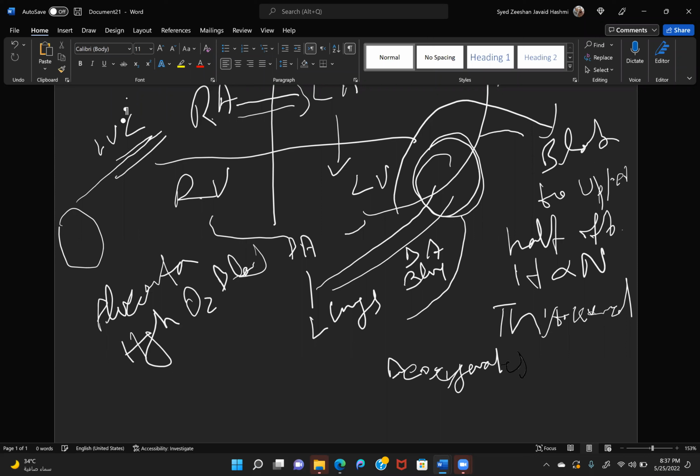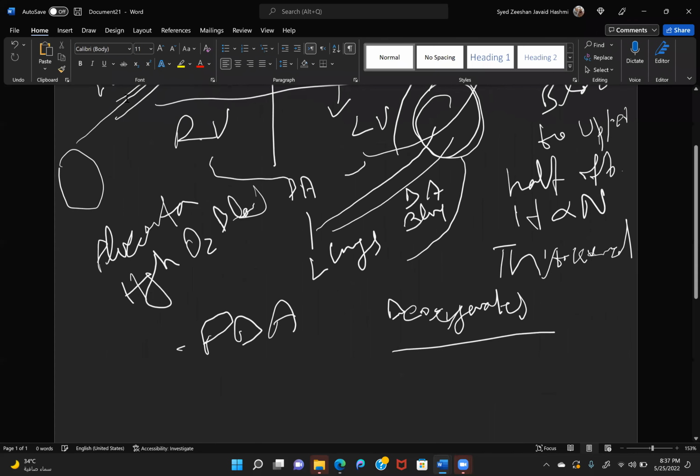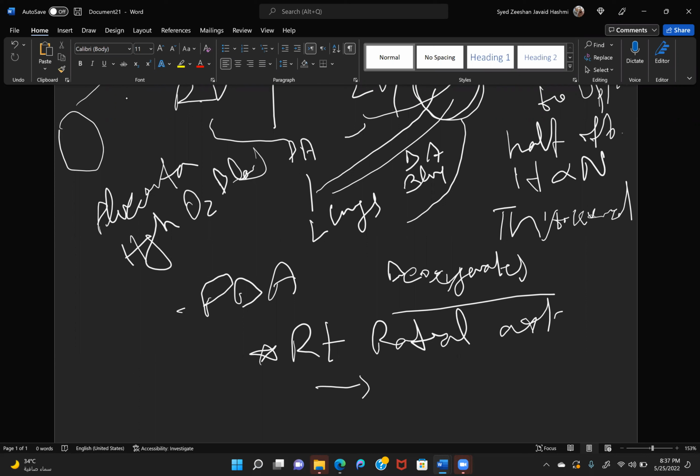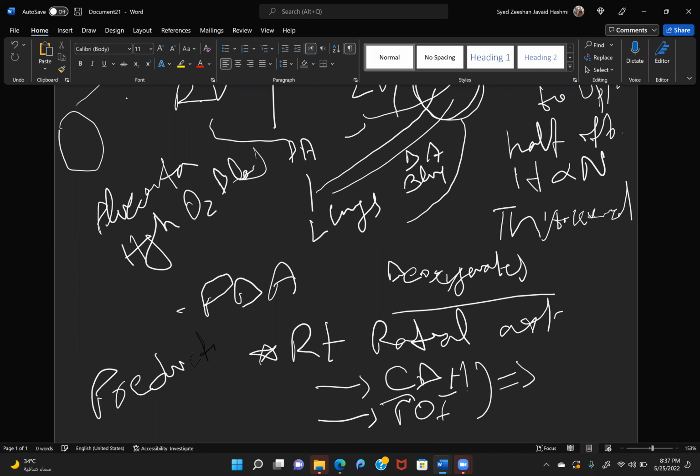So that is the concept of patent ductus arteriosus. If any patient has a patent ductus arteriosus and you want accurate oxygen saturation, the mandatory place is the right radial artery. If you are reading neonatal anesthesia, you will find everywhere, in congenital diaphragmatic hernia and tracheoesophageal fistula, that you have to take the right radial artery, which is preductal. And it is accurate because it is before the mixing.